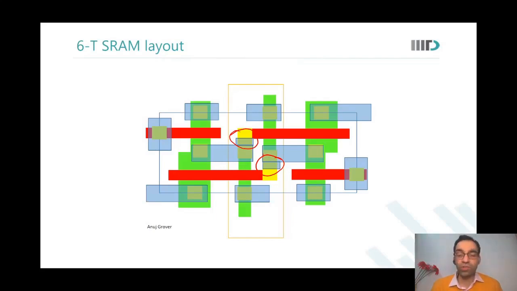So because we are doing all these DRC violations, do you realize that typically memory cell yield will be worse than other logic parts? We are violating DRCs here.